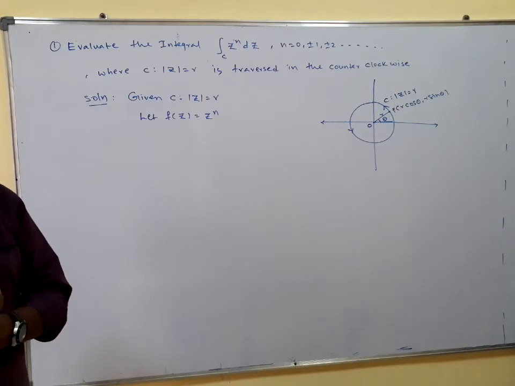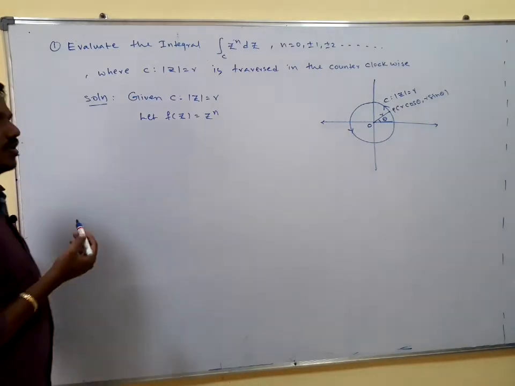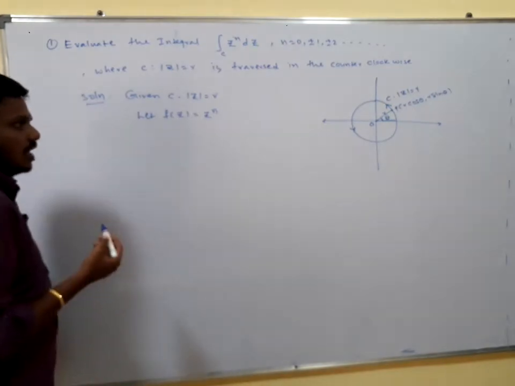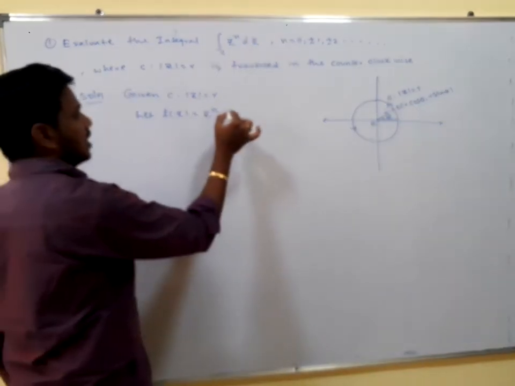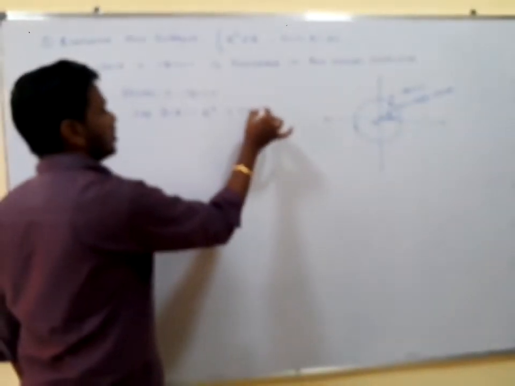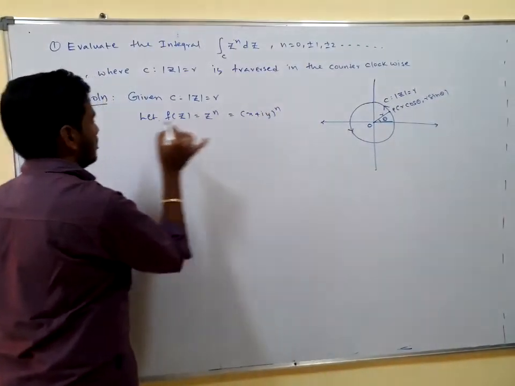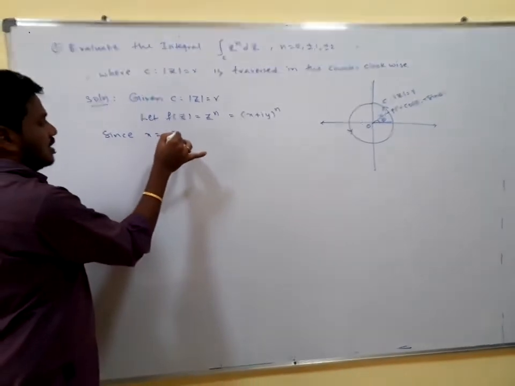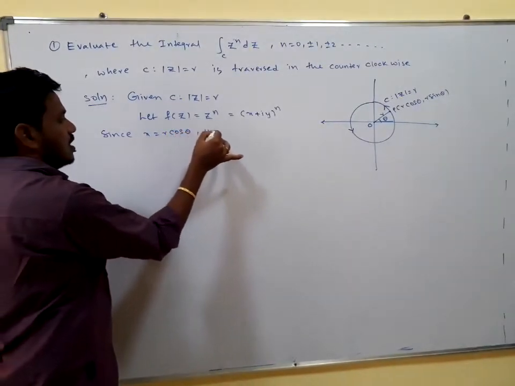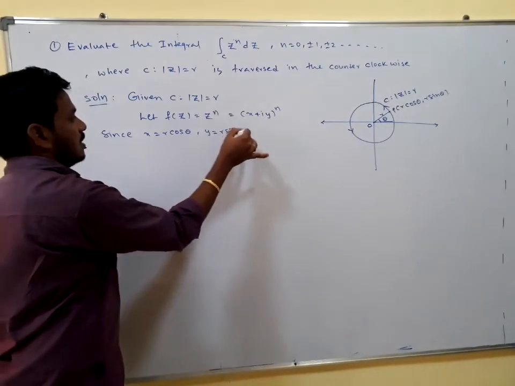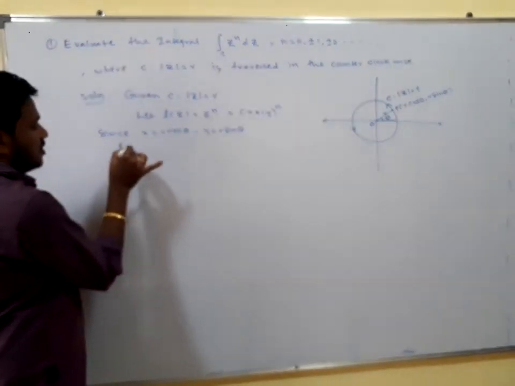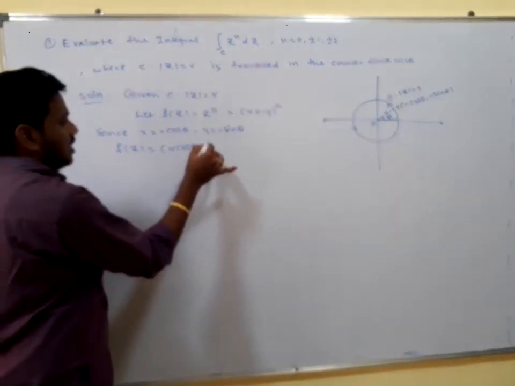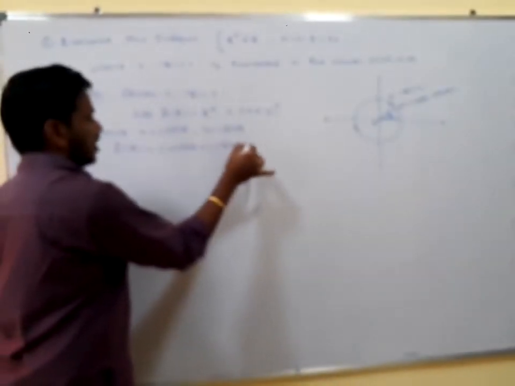Now represent z to the power of n in parametric form. You know how we can write it here: z to the power of n is nothing but (x + iy) to the power of n. But since x = r cos theta and y = r sin theta, that implies f(z) is equal to (r cos theta + i r sin theta) to the power of n.